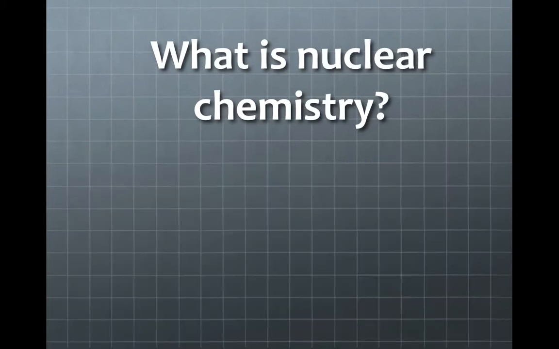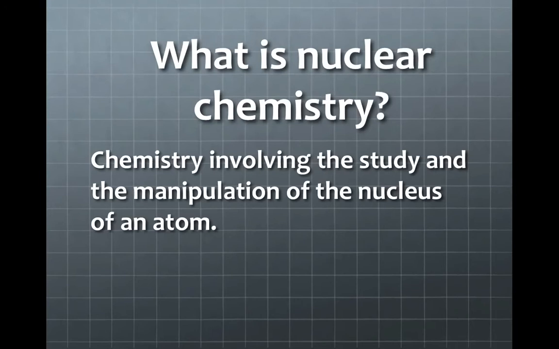So what is nuclear chemistry? You might be approaching this unit with a lot of preconceptions about what nuclear chemistry is, and it's not really just about atomic bombs, there's a whole lot more to it. So nuclear chemistry is chemistry involving the study and the manipulation of the nucleus of an atom. Anytime you look at the nucleus or change the nucleus, it's nuclear chemistry. That's why nuclear sounds a lot like the word nucleus. There you go.